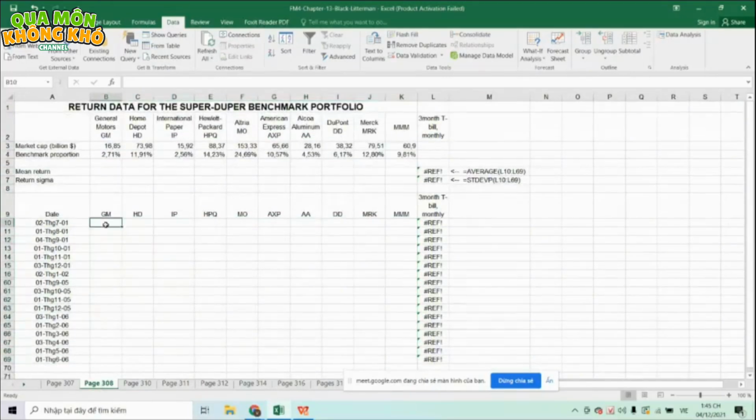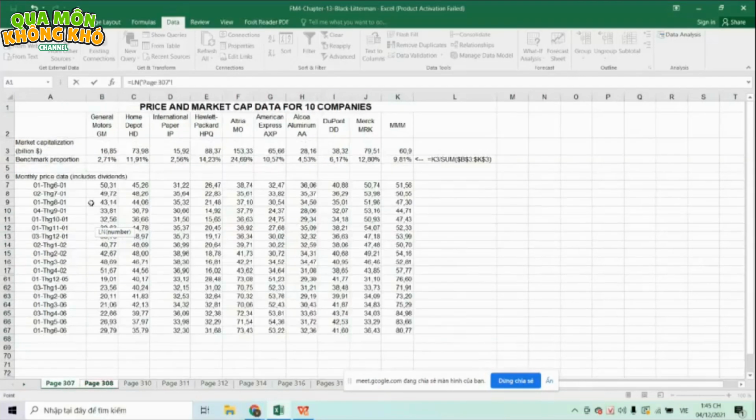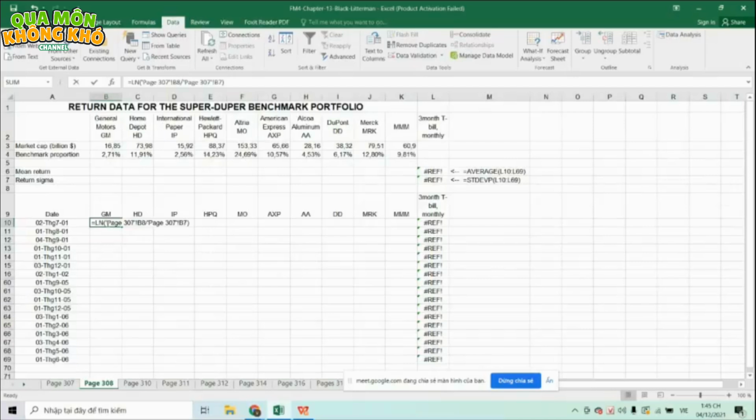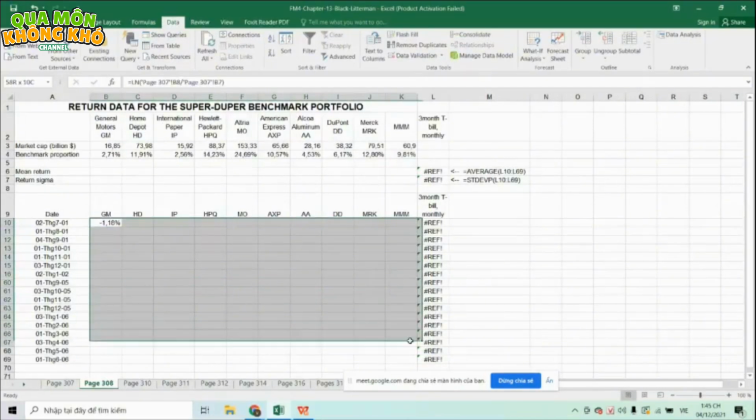Next, we will calculate the return of the previous data, and we will use the function log, and then we take this number and divide it by this. So here, and we will take the range.